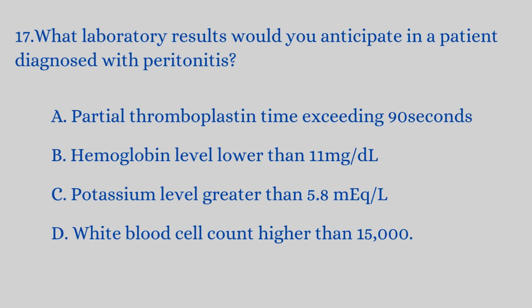17. What laboratory results would you anticipate in a patient diagnosed with peritonitis? A. Partial thromboplastin time exceeding 90 seconds. B. Hemoglobin level lower than 11 mg per deciliter. C. Potassium level greater than 5.8 milliequivalents per liter. D. White blood cell count higher than 15,000.